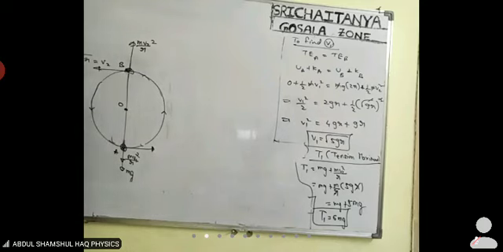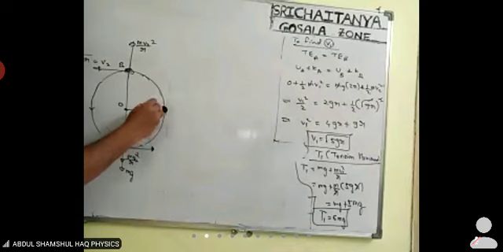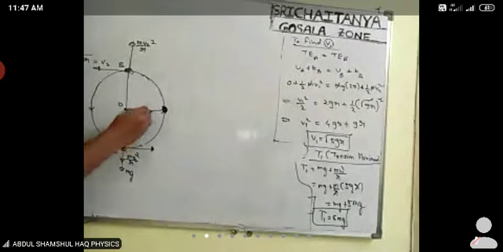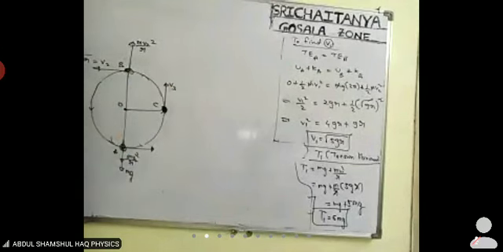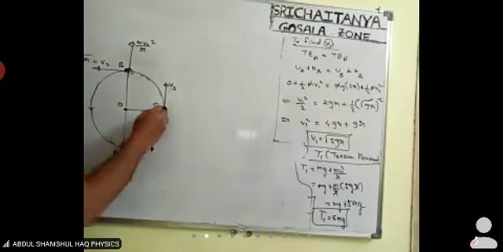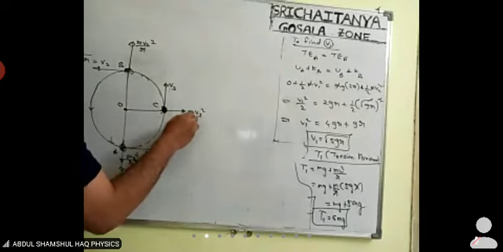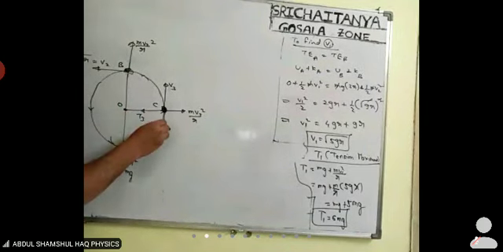Now students, if the body reaches this location, what will happen? Let us label this point as C. At this point, the velocity is V3. The counterbalance to this should be mv3 square by r. This tension is T3 and this is equal to m.